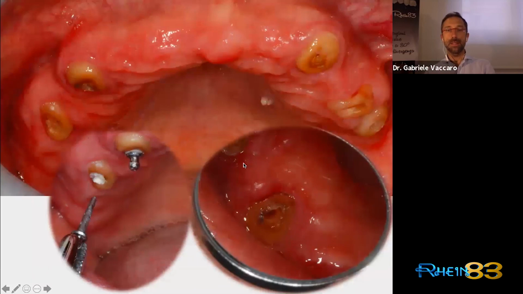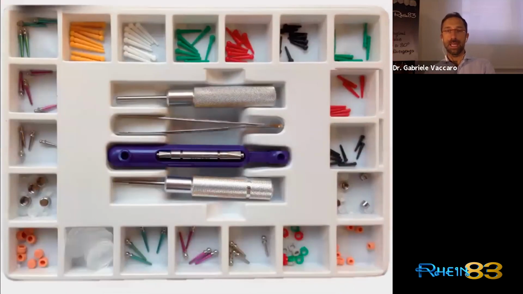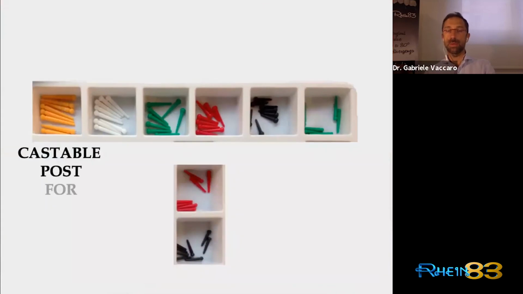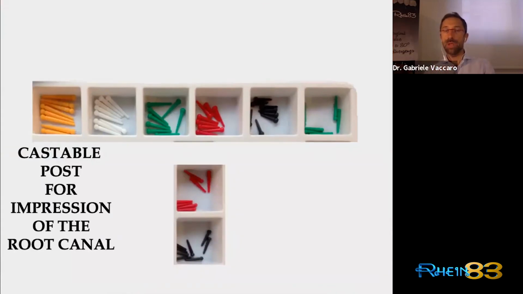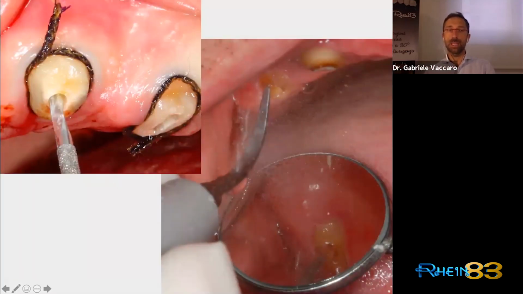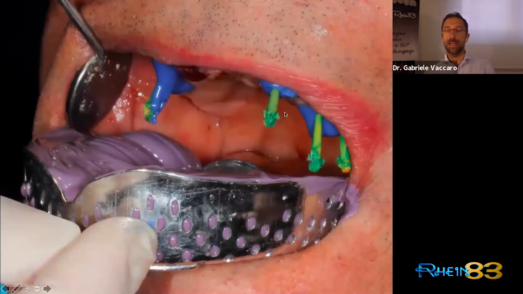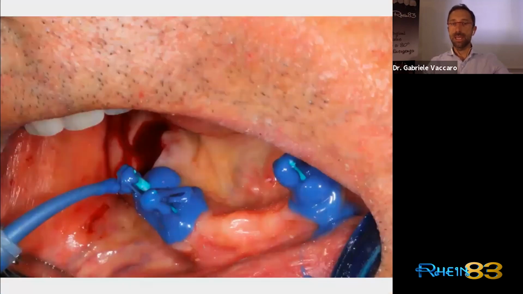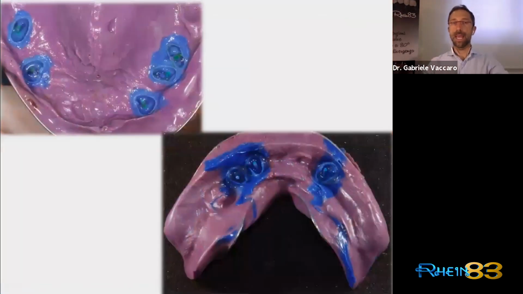Perfect. After that, we wanted to go on with the job to the definitive one. We saw that, so we want to make a customized solution. So we want to take the impression of the root canal. We take the plastic pin, varnish it, and put it in the root canal. After that, every plastic pin is in its place. We already saw this, but I want to show it again. We take also the lower part, and we have the 2 impressions.